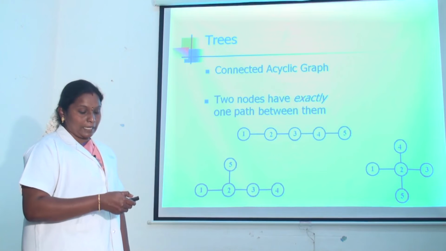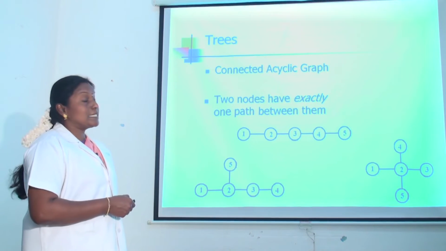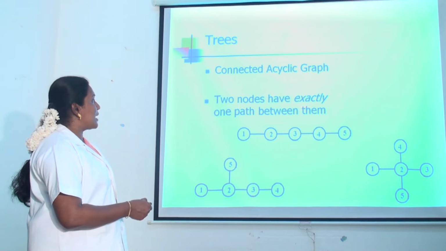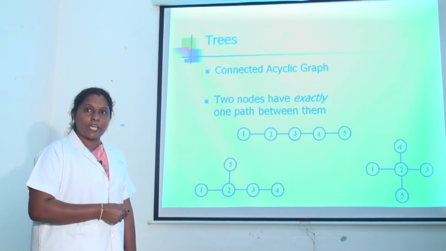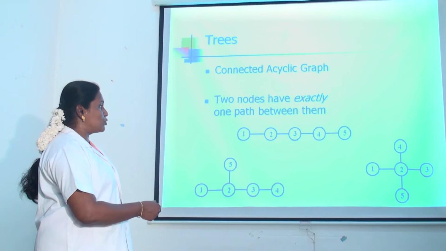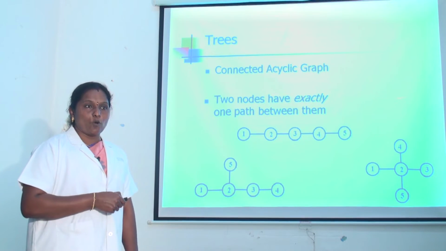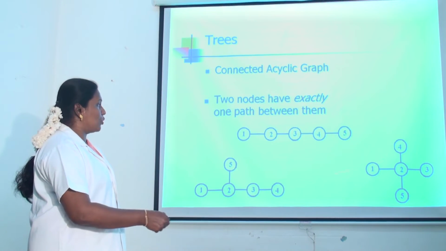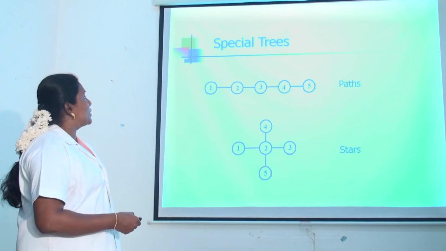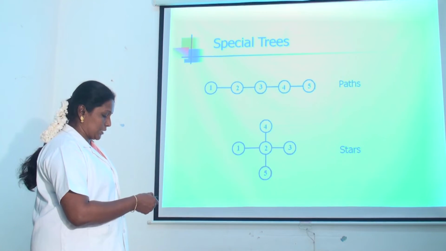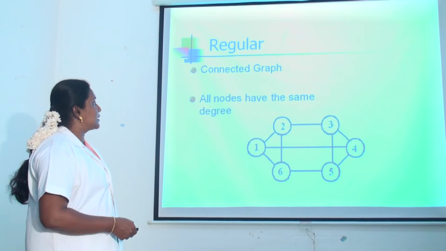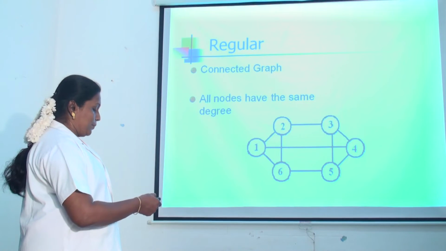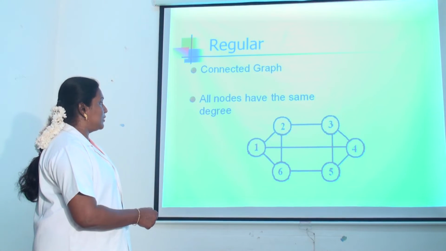And a tree. A connected acyclic graph is a tree. Any two nodes have exactly one path between them. 1, 2, 3, 4, 5 are the nodes. There is no cycle starting with 1 and ending with 5. This is also a tree. The next one is special trees: a path and stars. And the next one is regular. It is a connected graph where all nodes have the same degree. Here, the vertices have degree 3.